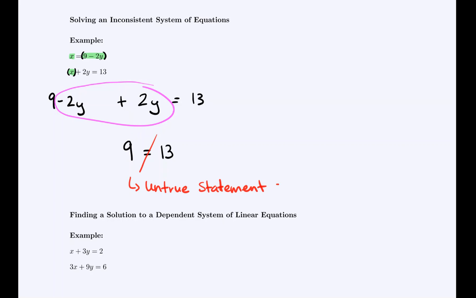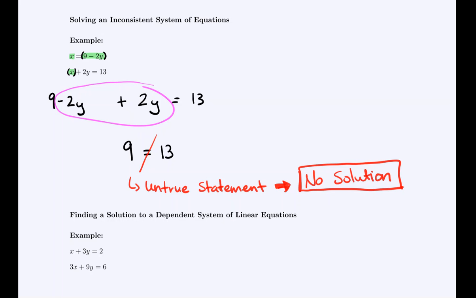And if you haven't made any mistakes and you get down to a false statement, what that means is that there's no solution. It means these lines are parallel. There's no point where they're going to be equal to each other. And that's the indication that you could look for, otherwise, if you don't notice they're parallel just by looking at their equations.